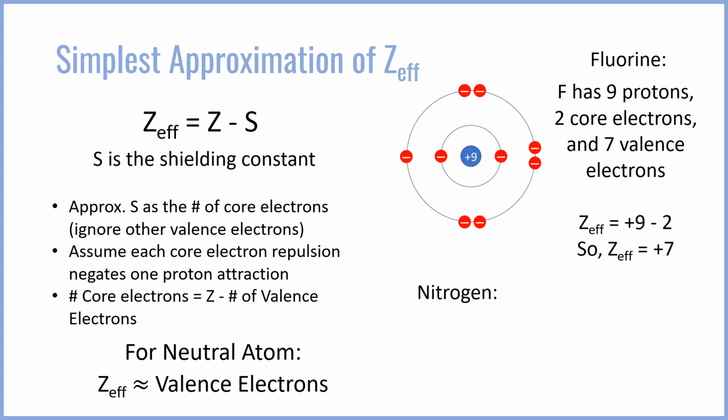We know that nitrogen is going to be group 15, so let's apply our valence electron trick. Group 15 elements have 5 valence electrons, right? Group 15, 5 valence electrons. That means nitrogen is going to have an effective nuclear charge of 5, right?